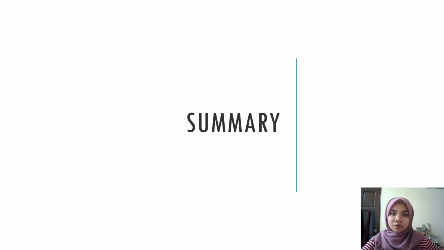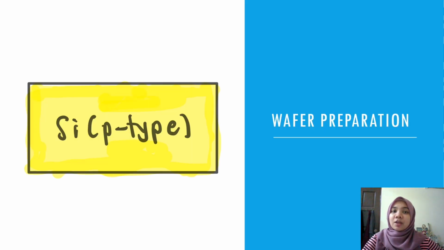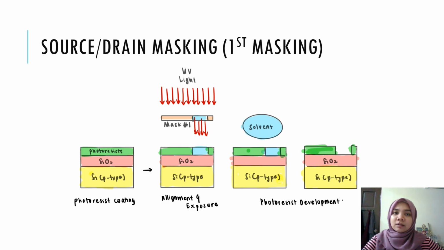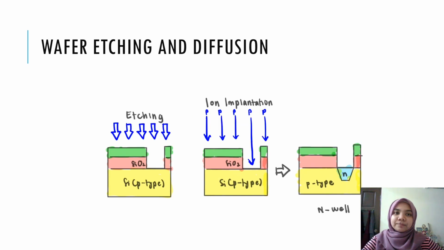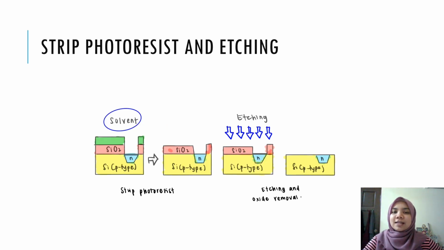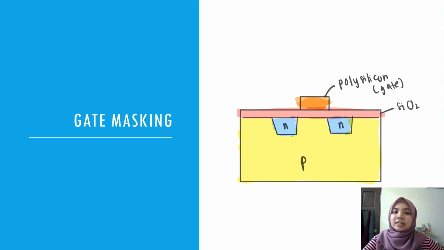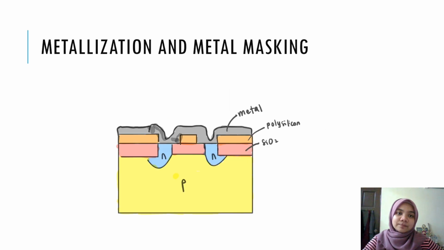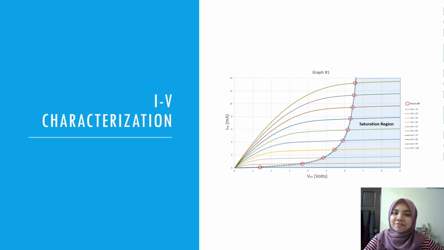Lastly, to summarize the overall process flow, like mentioned by Shafika just now, we provided a visualization of the process flow. Firstly, the wafer is prepared, then the first oxidation process happens. Source and drain masking, wafer etching and diffusion, strip photoresist and etching, gate masking, gate oxidation and contact masking, metallization and metal masking, and lastly, IV characterization.